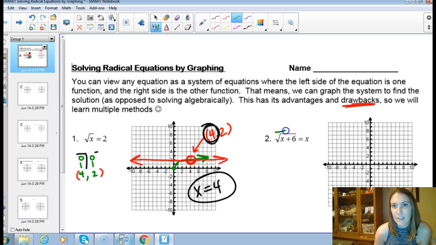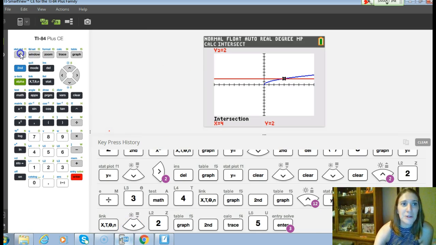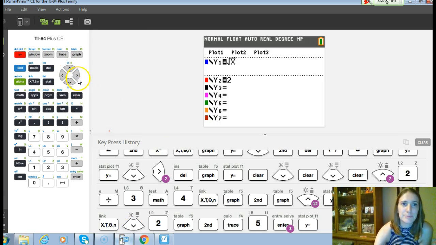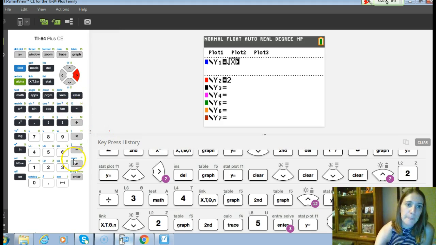We're going to be graphing the square root of x plus 6 on one side, and then x on the other. I think I learned my lesson about graphing. So I'm going to go ahead and do this. I forgot what the function was, though. Square root of x plus 6, and x.